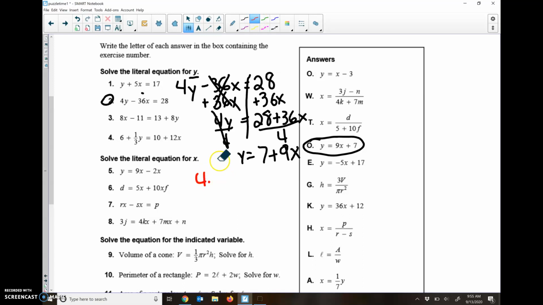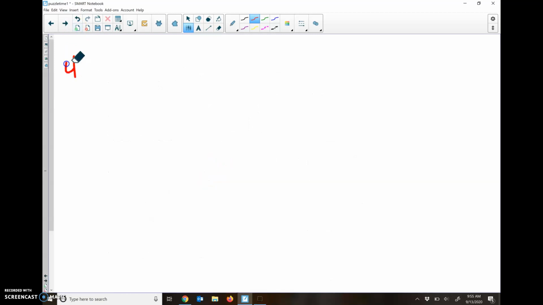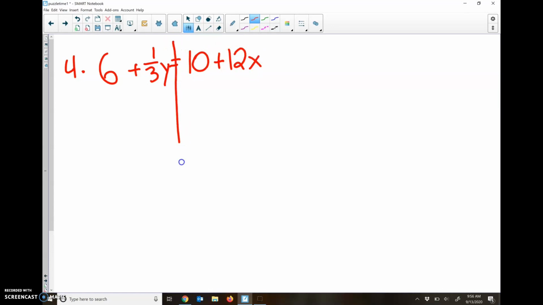All right, let's look at number 4 here. We're going to run out of room here pretty quick. Let's do number 4 on a new sheet, actually. So 6 plus 1/3 y equals 10 plus 12x. Same thing, I'm going to draw my line down the equal sign. Here's my y, I want to get that alone. So I got to get rid of this plus 6, so I'm going to minus 6. 10 minus 6 is 4 plus 12x.